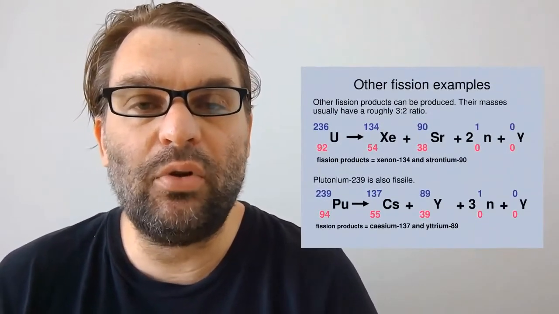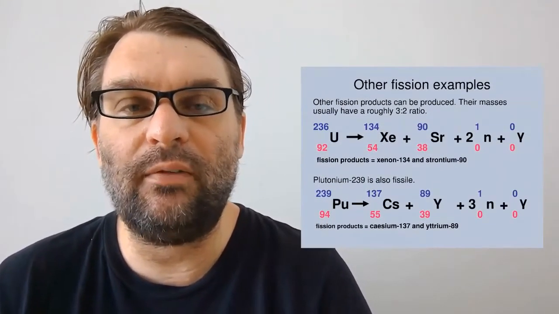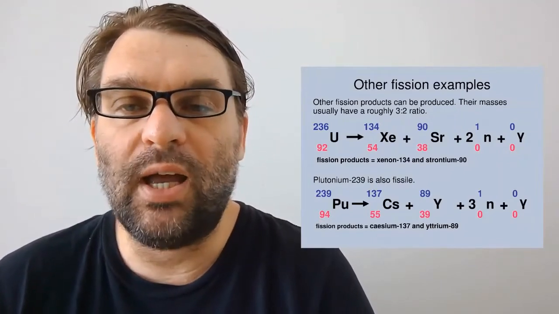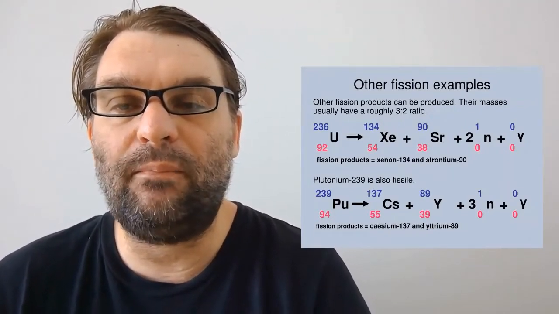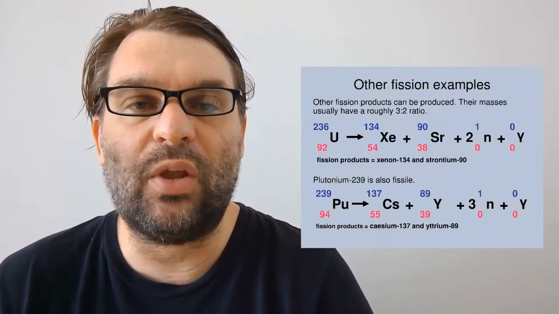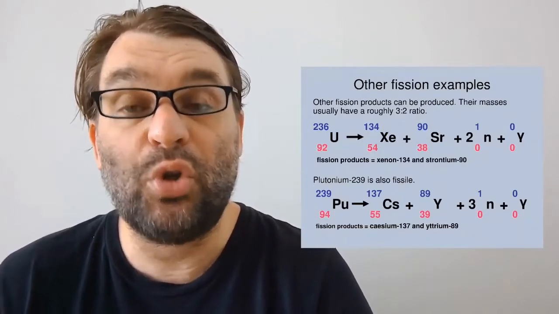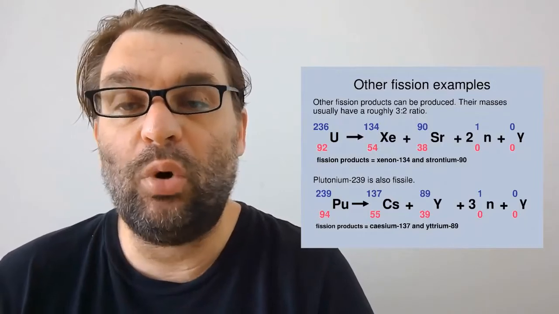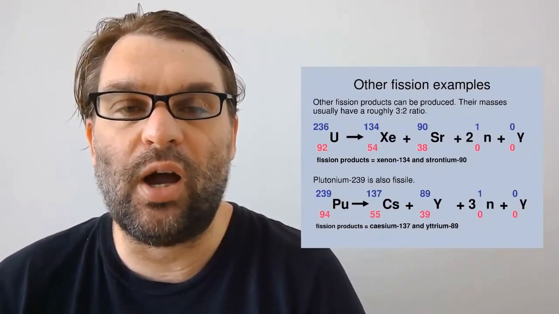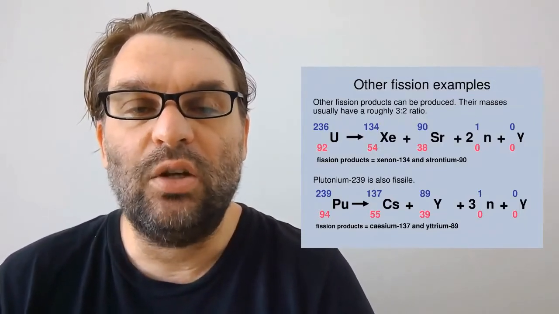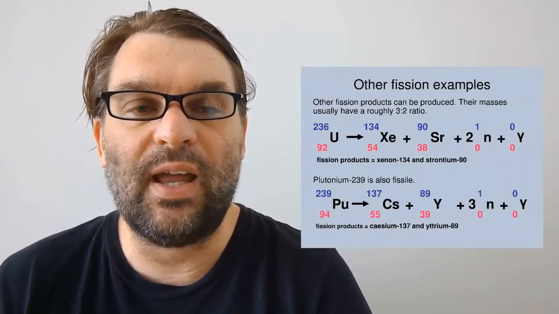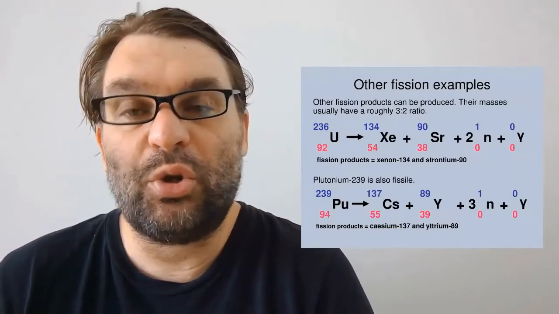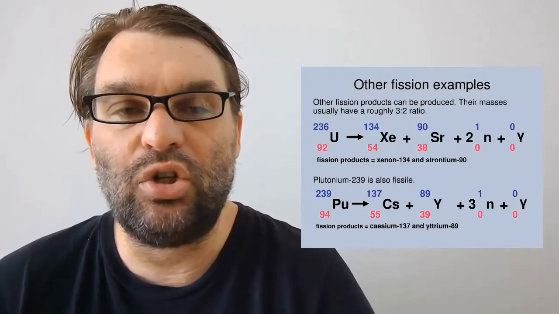There are other examples that can happen in nuclear fission. Other fissile materials can be uranium-236, which basically splits into xenon-134 and strontium-90, with two neutrons being formed this time, and again lots of radiation. Or more commonly now, plutonium-239, which also undergoes fission to form cesium-137 and deuterium-89, and also three neutrons and gamma radiation.